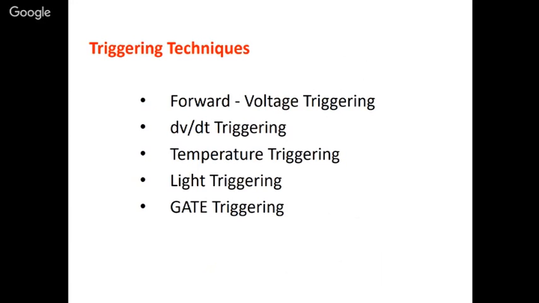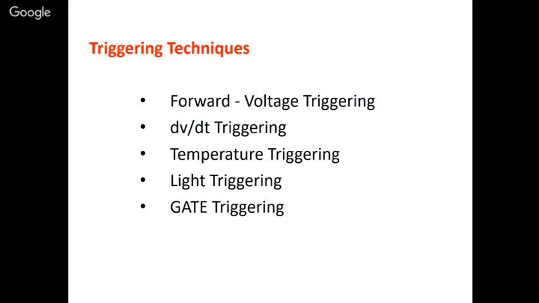There is temperature triggering. You can increase the temperature of the gate junction and it can be fired. But this is also not preferred. Then another one is light triggering. You can use some optical fibers, make light fall on a particular gate terminal, and automatically that can be fired. And gate triggering, which is the common method used. Other methods can also be used, but mostly we don't prefer them because they have a number of disadvantages.